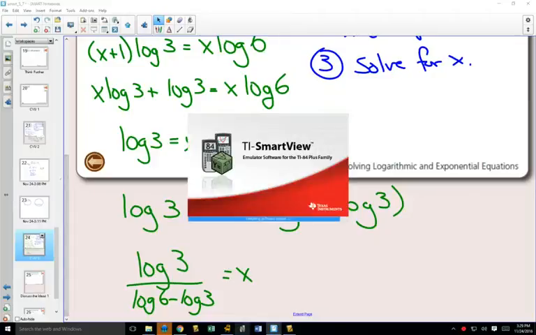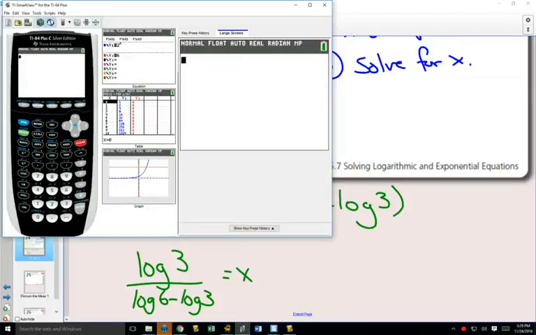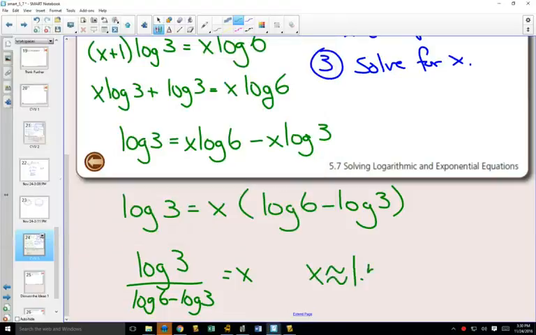Go to our calculator to check. So we have, I'm going to use my fraction button, log 3 divided by log 6 minus log 3. And then again, once we've got our answer, so x is approximately 1.58.